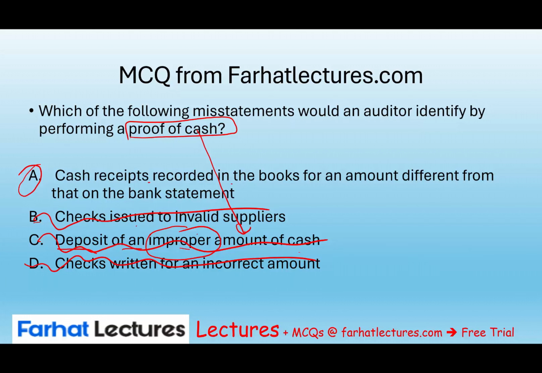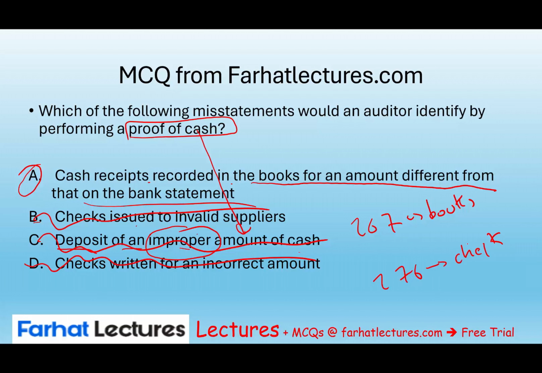Cash receipts recorded in the books for an amount different than that on the bank. Well, that's a mistake. Because why? Because you wrote 267, but you wrote the check for 276. So notice on the books, it's 267, and the actual check is 276. Proof of cash will catch that. But if it's supposed to be for 267, but you wrote a check for 276, and it's recorded both on the books and on the check as 276, it's for an incorrect amount. If they're both the same, even though it's incorrect, it doesn't catch it. But if it's recorded differently on the books and on the bank, a proof of cash will catch it.